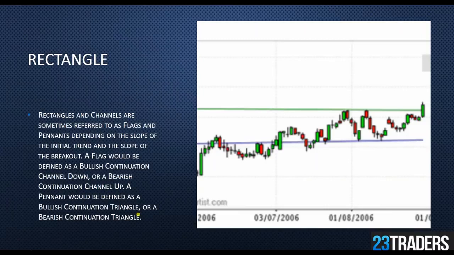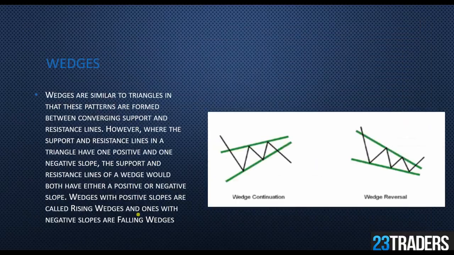Rectangles and channels are sometimes referred to as flags and pennants, depending on the slope of the initial trend and the slope of the breakout. A flag would be defined as a bullish continuation channel down. That's a mouthful. A bullish continuation channel down, or a bearish continuation channel up. A pennant would be defined as a bullish continuation triangle or a bearish continuation triangle. It's only called a pennant because they look the same. They're forming a pennant like you wave at a sports game.